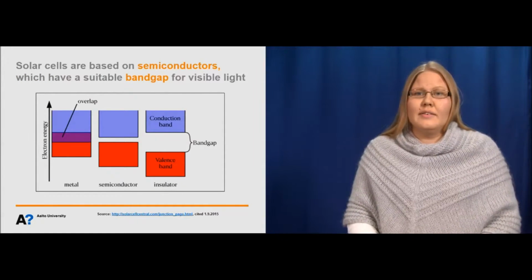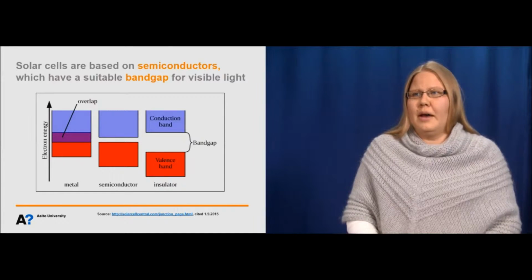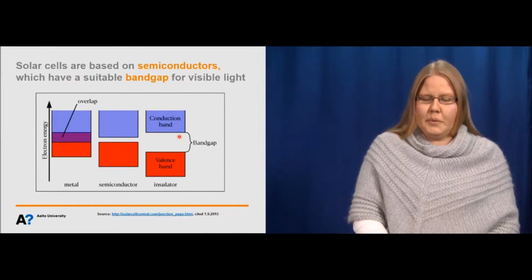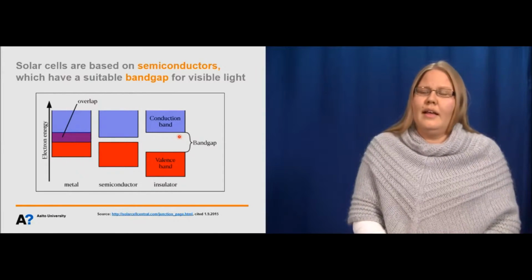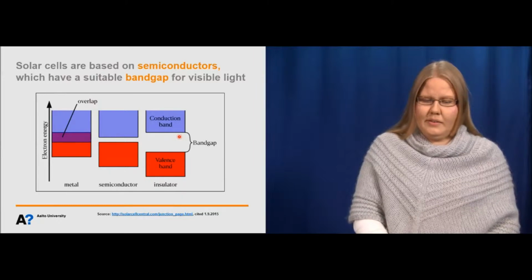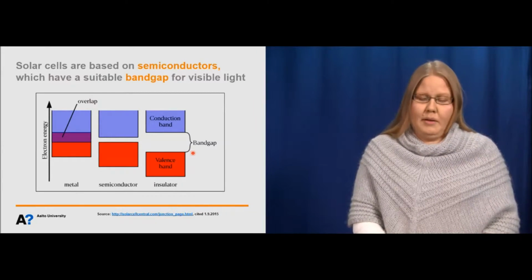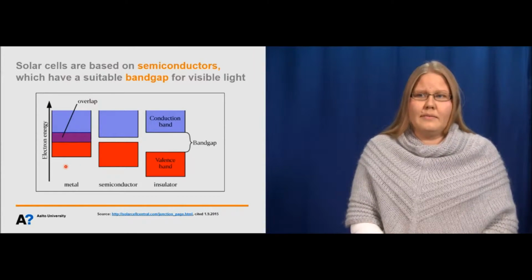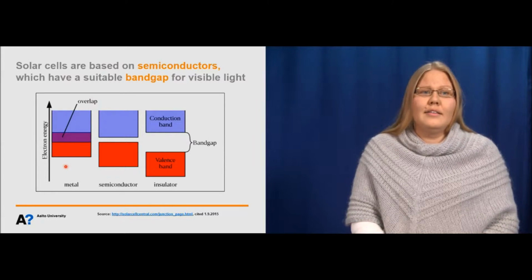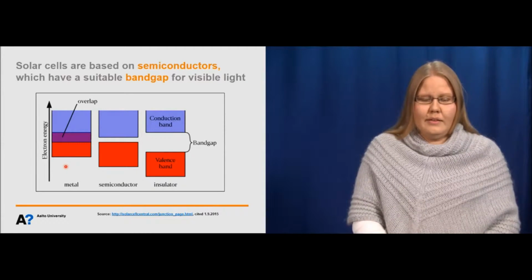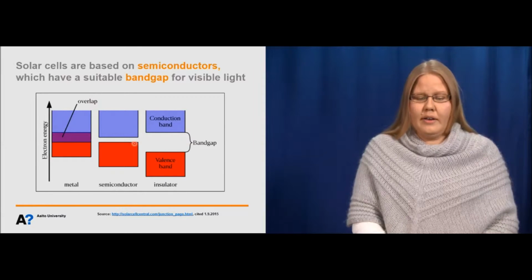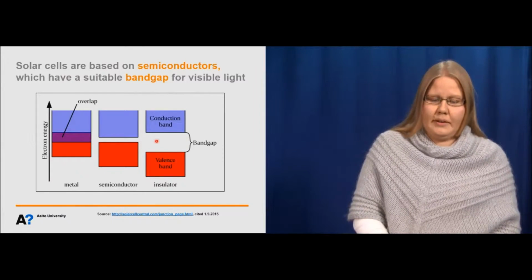Solar cells are based on semiconductors which have a suitable band gap for visible light. And band gap is the gap between valence and conduction band. Based on the largeness of the band gap, materials are divided into three groups. Firstly, there are metals, in which case the valence band and the conduction band are overlapping. Then there are semiconductors, which have a mediocre band gap, and then there are insulators, which have a huge band gap.